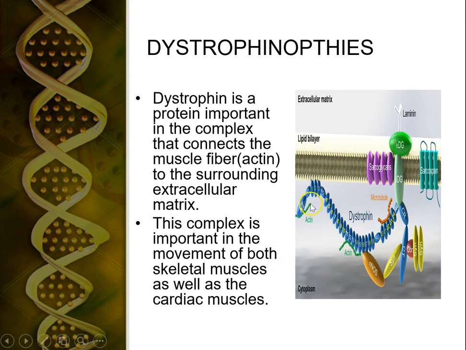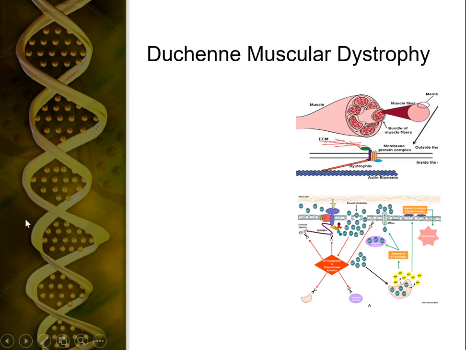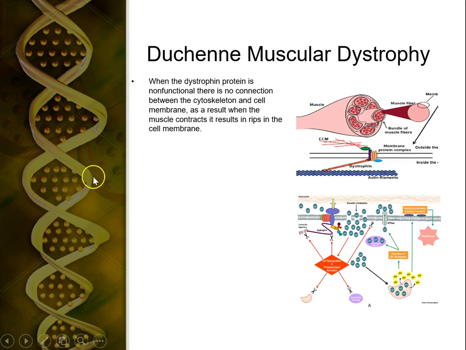So abnormality in this protein dystrophin interferes with the function of the muscle in its interaction with the extracellular matrix and cell membrane. In Duchenne's muscular dystrophy, the dystrophin protein is non-functional. And again, this dystrophin protein connects the actin filament to the cell membrane. As a result, every time the muscle contracts, it pulls little rips into the cell membrane.